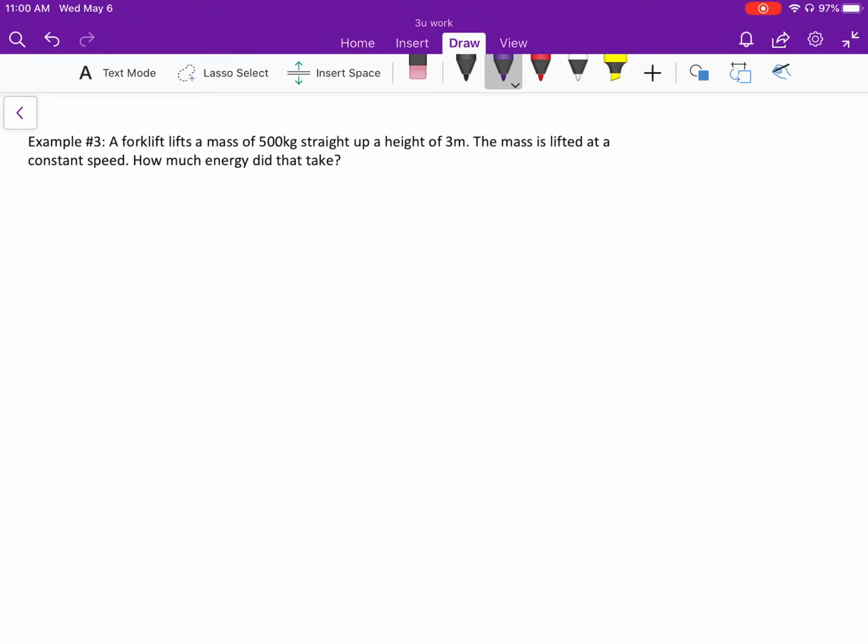All right, last one for now. This is setting up what we're going to look at next week and backtracking to make sure last week's stuff made sense. We're lifting something straight up. There's our distance, but I didn't give you a force. I gave you a mass, and then there's this mumbo jumbo about moving at a constant speed.